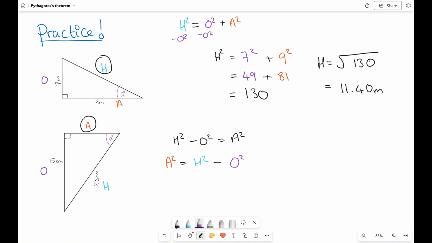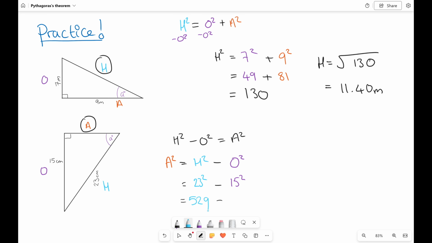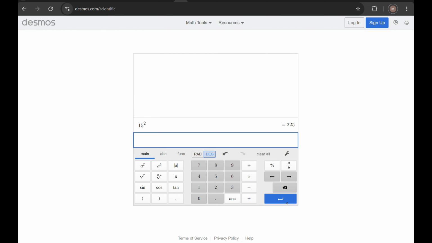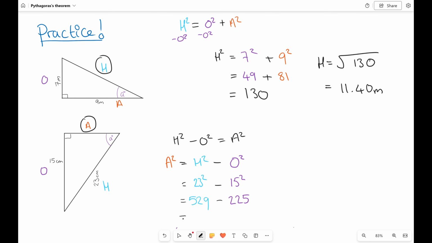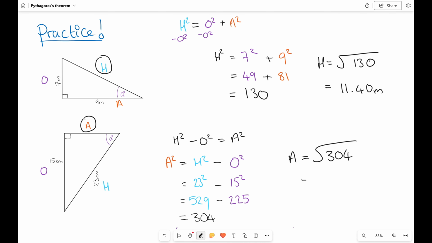So I quickly just made a squared the subject here and made it colourful because, you know, we gotta have some colours here. Okay, so h squared is 23 squared, and o squared is 15 squared. Okay, so 23 squared is 529, and o squared is 225. Okay, so 529 minus 225 is 304. That is a squared, so a is equal to root 304. I can also check on the calculator, and that's 17.44 centimeters.